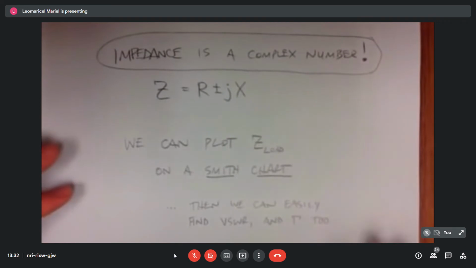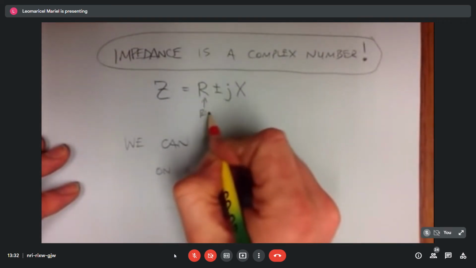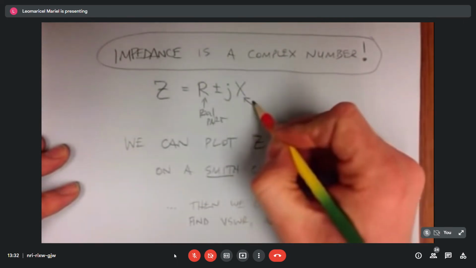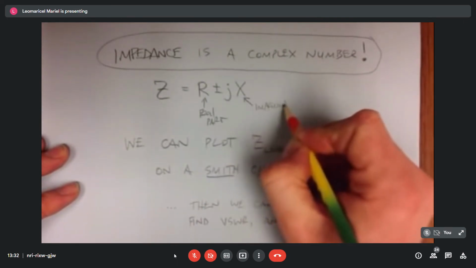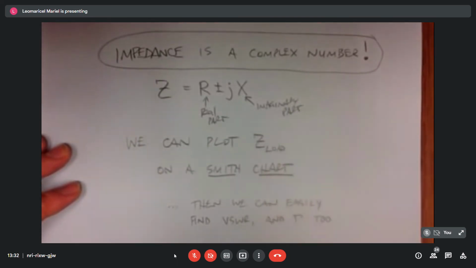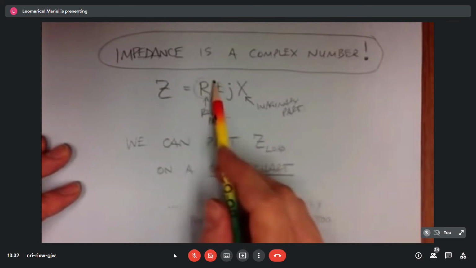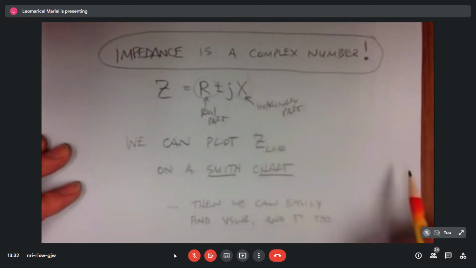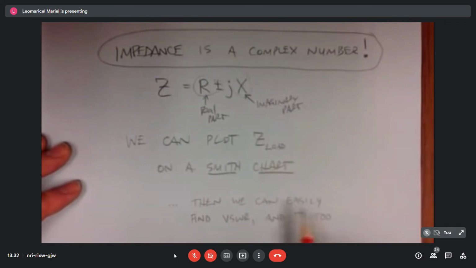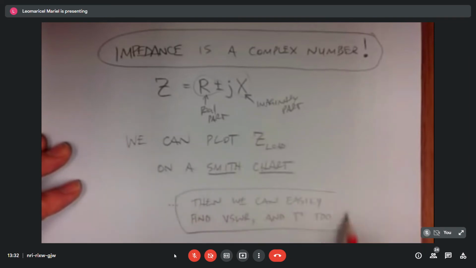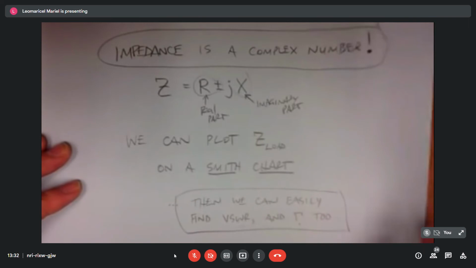Impedance is a complex number. There's R, that's the real part of the complex number, and X is the imaginary part. Okay, and you can plot impedance on a Smith chart by finding the real part and then finding the imaginary part, and where they intersect, that's the impedance on the Smith chart. And once you have the plotted impedance, then you can find things like VSWR, voltage standing wave ratio, reflection coefficient, and other things as well.